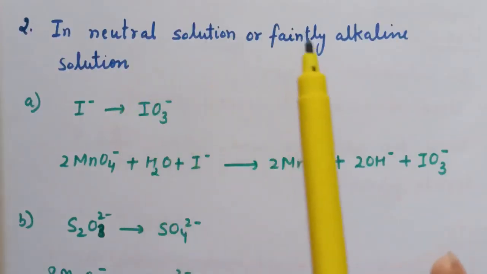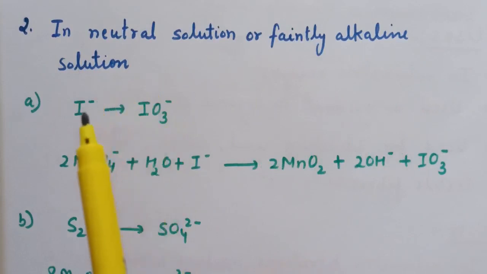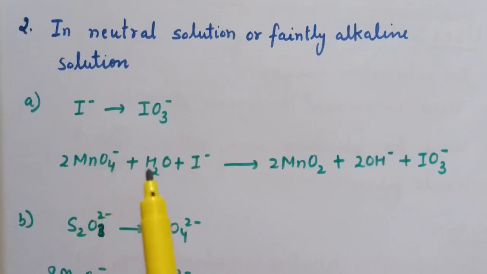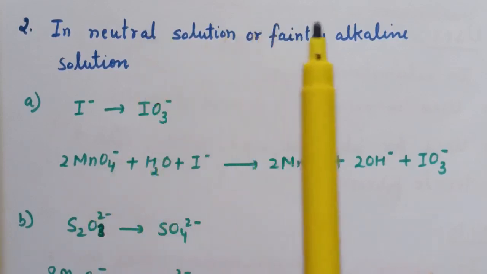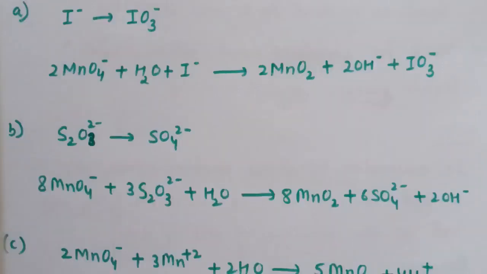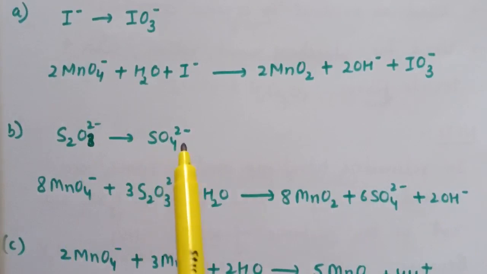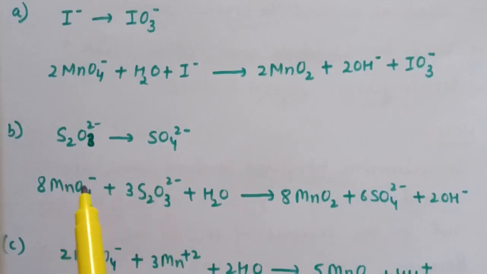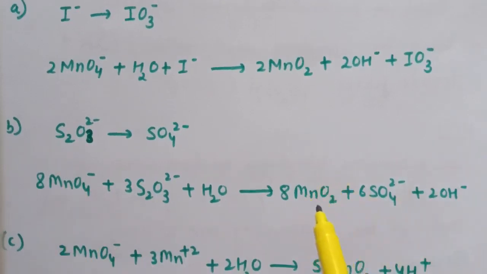In neutral solution or faintly alkaline solution, it will oxidize I negative ion to IO3 negative. This is the equation: MnO4 negative plus H2O plus I negative. In neutral or alkaline solution, this MnO4 negative converts to MnO2 and the I negative ion is oxidized to IO3 negative. The second reaction is that thiosulfate is oxidized to sulfate in neutral or alkaline solution. MnO4 negative ion plus thiosulfate: MnO4 negative is converted to MnO2 and thiosulfate converts to sulfate ion.